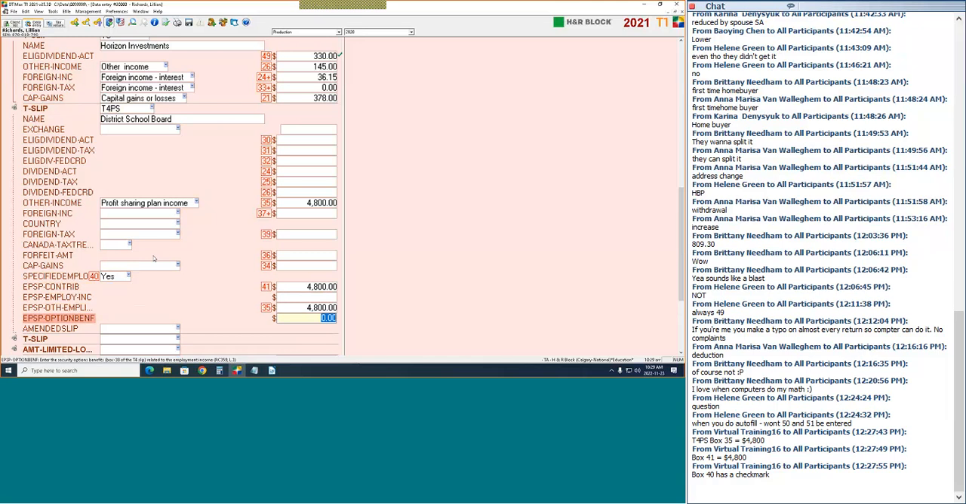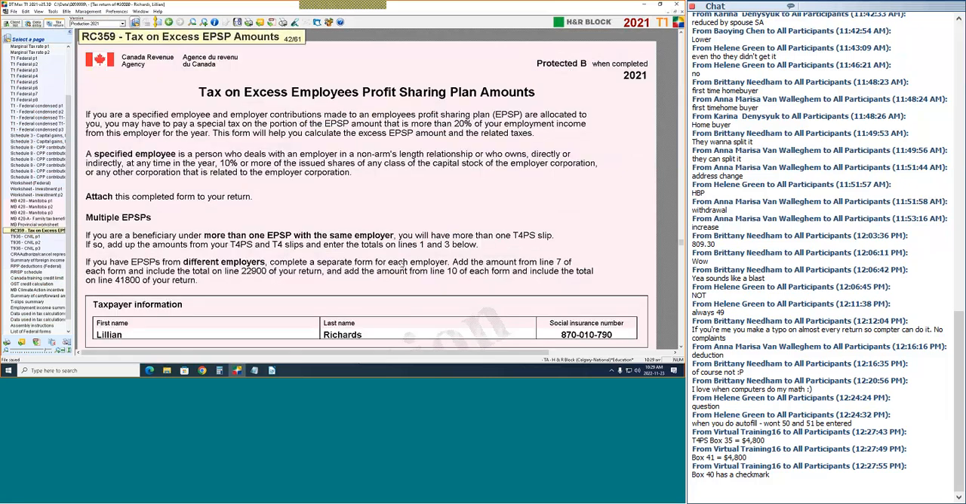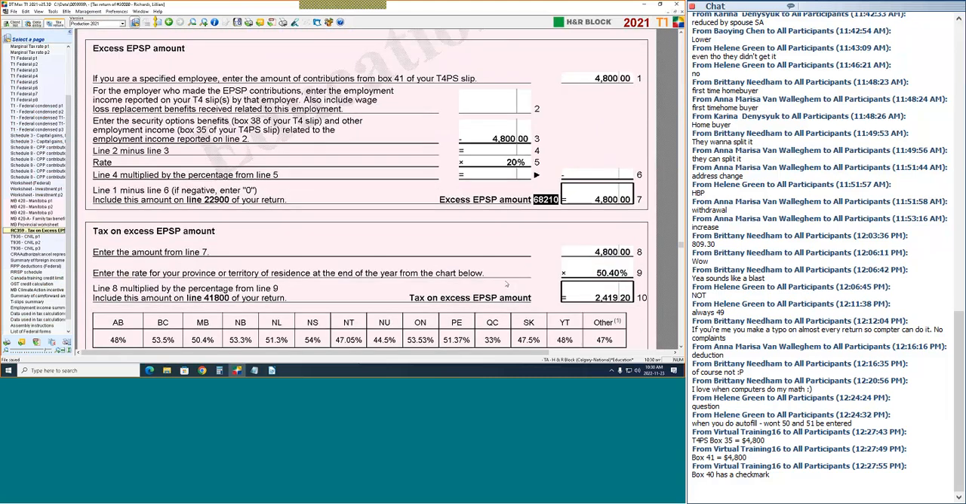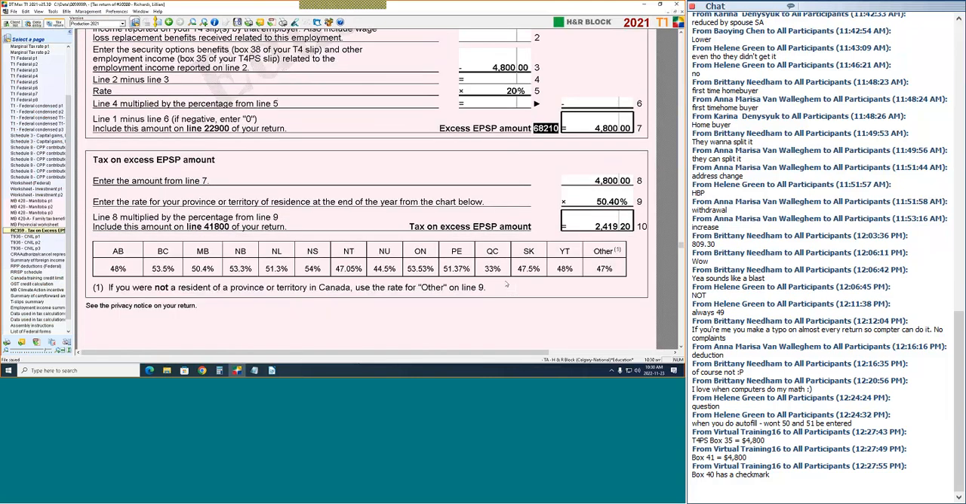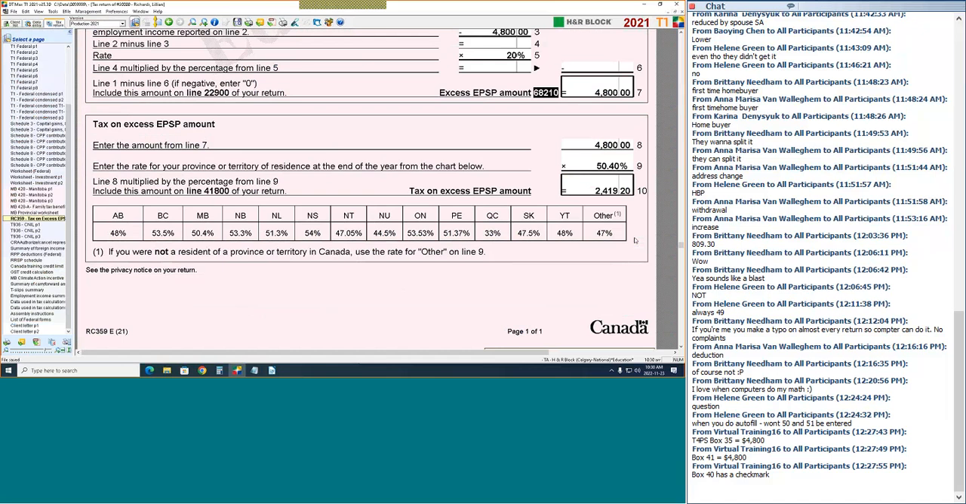Okay. When I do that, I'm going to go to the tax return, and it's going to create some additional forms. Okay, so the form that it's going to create is a tax on excess employees profit sharing plan, and you have not learned how to do this form, and you haven't learned what this form means. So I'm going to show you roughly what's happened, which is we have what's called an excess EPSP amount, and what it does is it adds extra tax onto your return. So in this case, it's going to add $2,419.20 of extra tax onto Lillian's return.